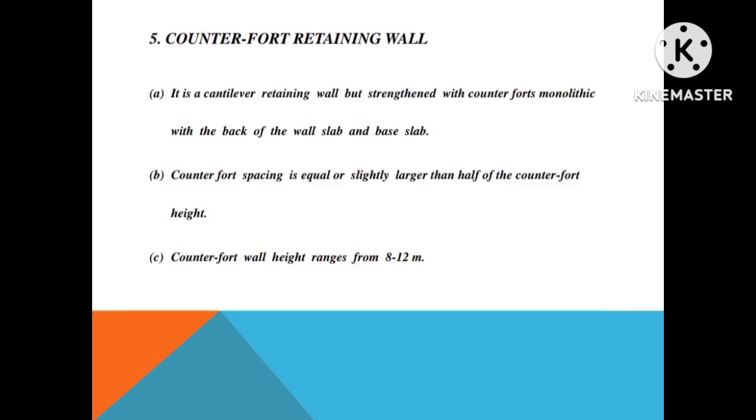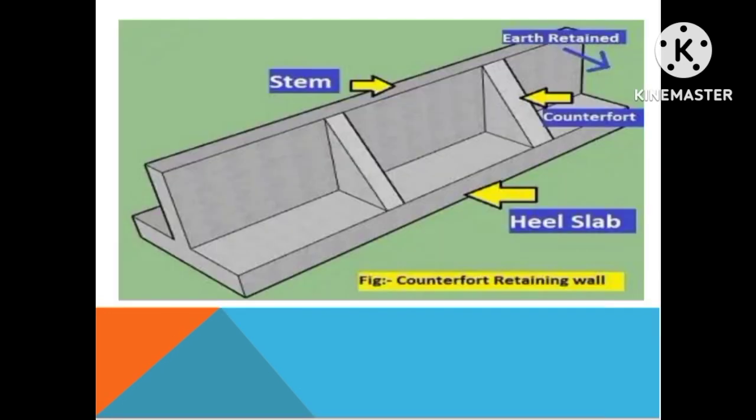Fifth one is counterfort retaining wall. It is a cantilever retaining wall but strengthened with counterforts monolithic with the back of the wall slab and base slab. Counterfort spacing is equal to or slightly larger than half of the counterfort height. Counterfort wall height ranges from 8 to 12 meters. The figure shows the counterfort retaining wall.